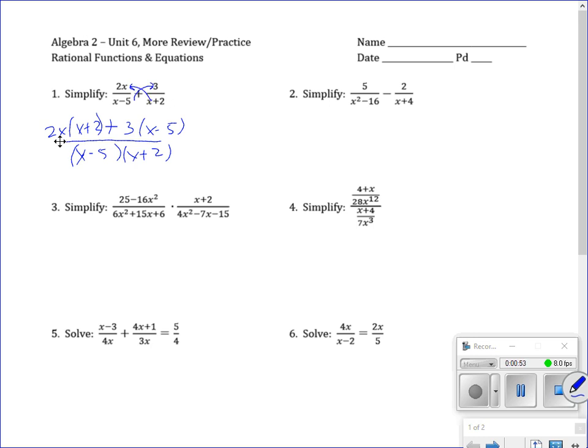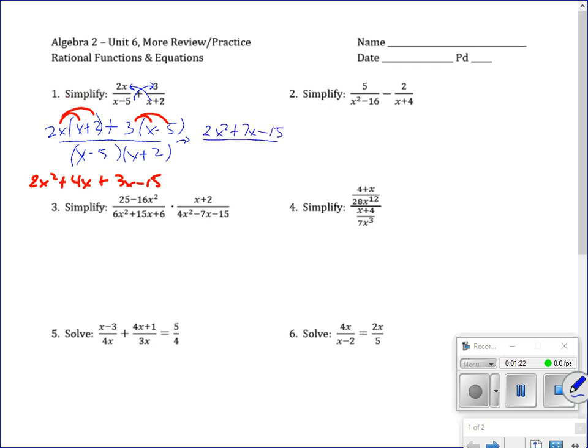So I like to go and figure that out on the side. 2x times x right here, and 2x times 2. So that would be 2x squared plus 4x, and then the same here, plus 3x minus 15. So when I go to my answer, I have 2x squared on top plus 7x minus 15. So that's my final answer, 2x squared plus 7x minus 15.